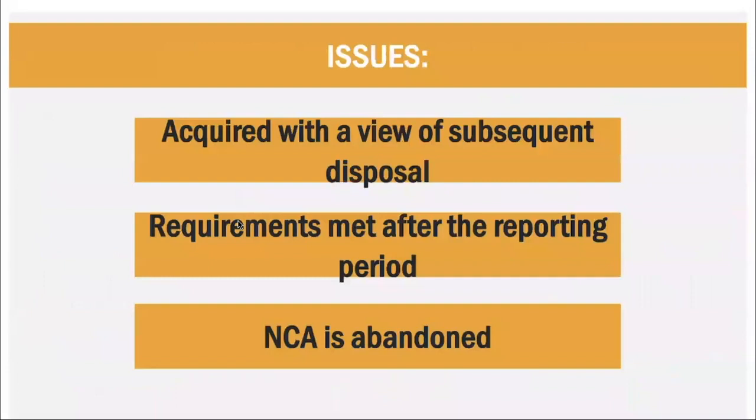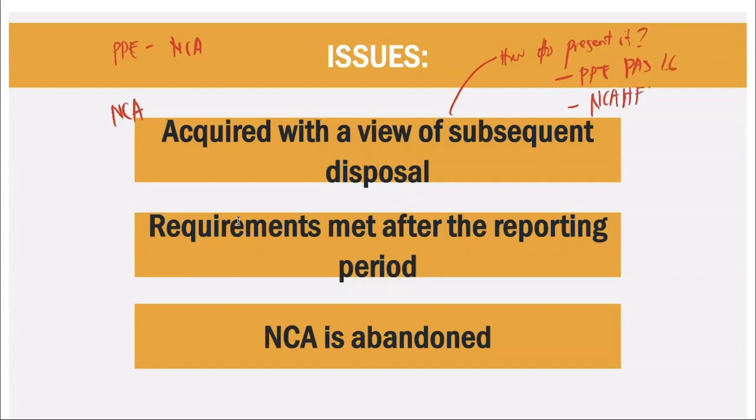So other issues as to your non-current asset held for sale. The first issue is, what if you have a non-current asset acquired with a view of subsequent disposal. So what do we mean here? So for example, you purchase a property, plant, and equipment. So you already know that PPE is a non-current asset. So what if you purchase the PPE and you view it to its subsequent disposal? Okay. The question is, how to present it? Is it PPE under PAS 16 or is it non-current asset held for sale?